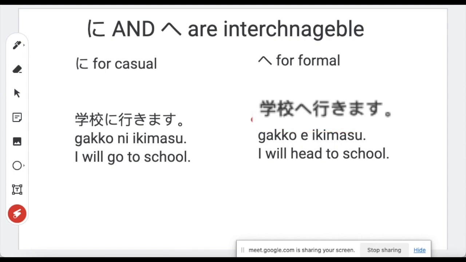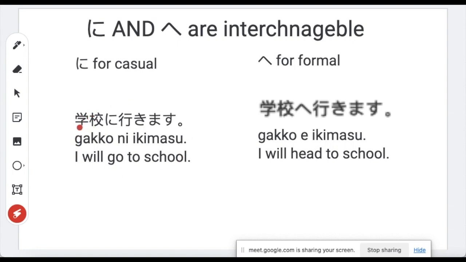But we can't say this is incorrect. This is also correct. Gakko e ikimasu. But it is a formal way. We are telling that we are heading to school. I will go to school. Ni and e are interchangeable. Both examples are correct. And ni in this example we are using casually, in daily conversation, while talking to friends or family.